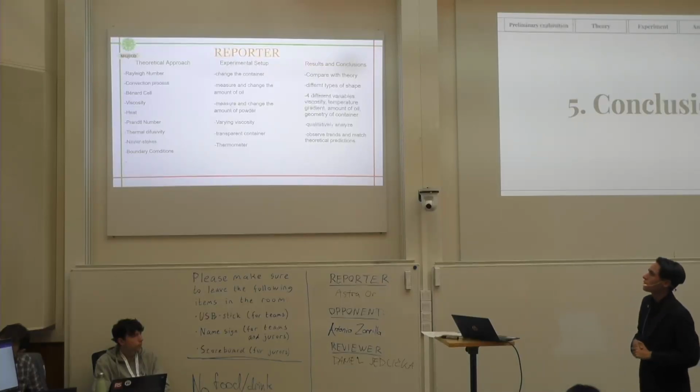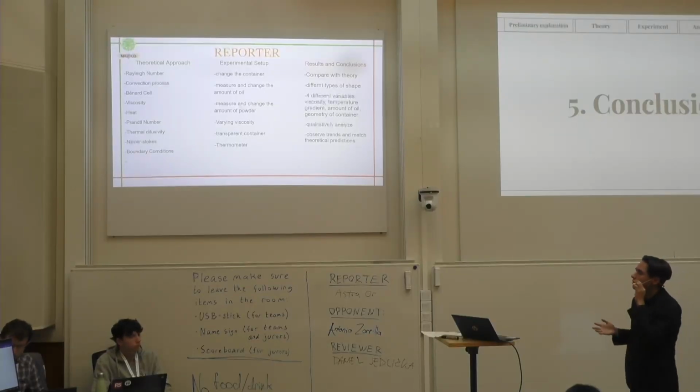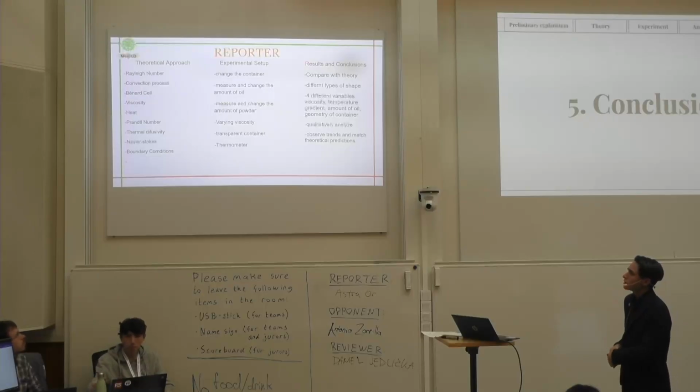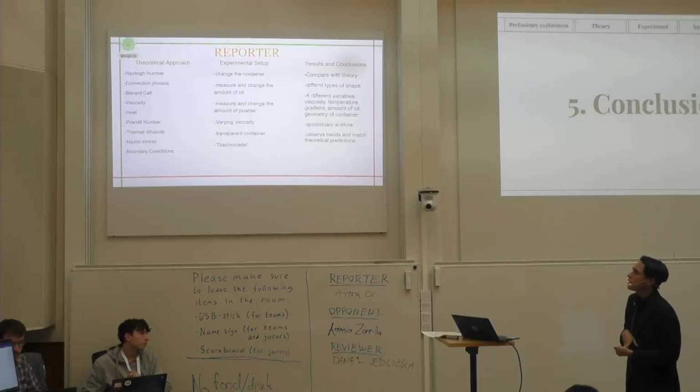Then we have her experimental setup. She measured and changed the amount of oil, which is pretty good, just to have the measures of the experiment. Then she also used the powder, and varied the viscosity, which is very appropriate, and a transparent container, which is perfect to see how the cells are formed, and the height of the oil to calculate it, and the thermometer that she used.